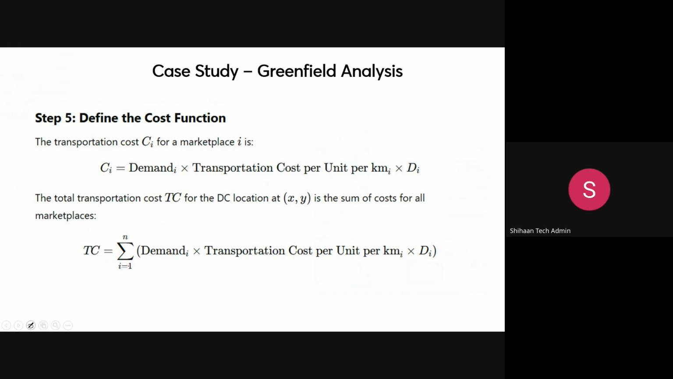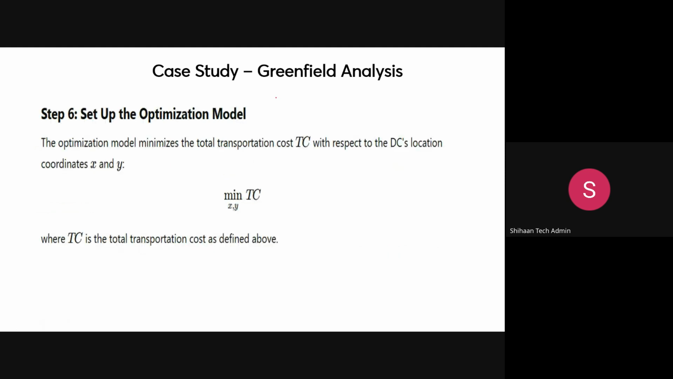Now your total cost depends on how many demands and marketplaces you have. So I from 1 to n signifies the number of marketplaces: demand into transportation cost per unit per kilometer into distance from the DC to the marketplace. So this is your total cost. Now what is our objective here? Our objective is to minimize this TC, to get the coordinates X and Y of the DC location. So this is my objective, to minimize the total transportation cost. Any questions so far?